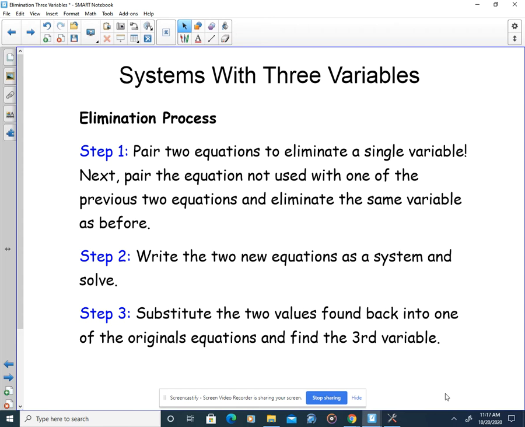Next, pair the equation that was not used with one of the equations that you already used to eliminate the same variable as before. Step 2, write the 2 new equations as a system of 2 equations and 2 variables and solve. Step 3, substitute the 2 values that you found back into one of the original equations to find the third variable.